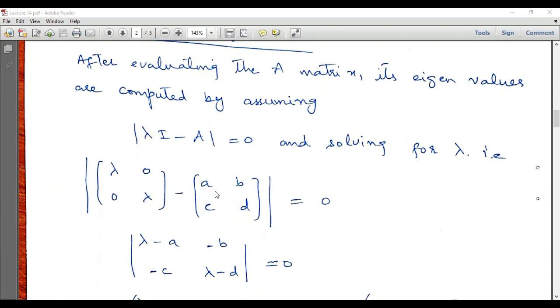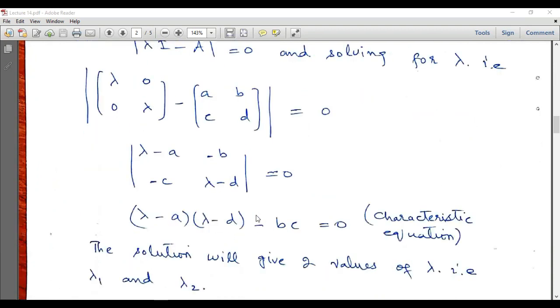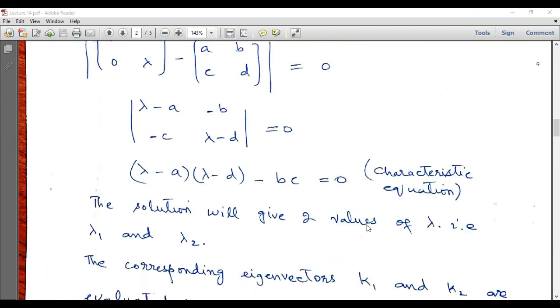Then after subtracting this matrix from this, we will have this matrix: lambda minus a, minus b, minus c, and lambda minus d. Take its determinant, and its determinant is equal to (lambda minus a)(lambda minus d) minus bc equal to 0. And this is called the characteristic equation, and we have to evaluate the roots of this equation. Those roots will be lambda 1 and lambda 2, and those will be the eigenvalues. So the solution will give two values of lambda, lambda 1 and lambda 2, and those will be the eigenvalues of this A matrix.